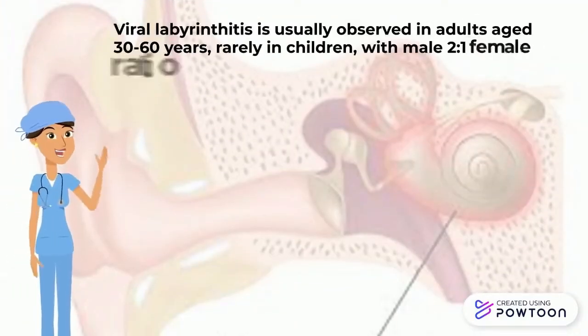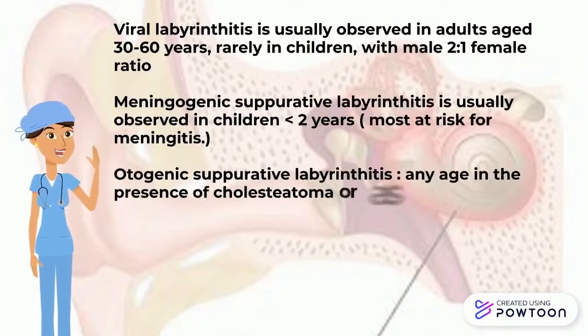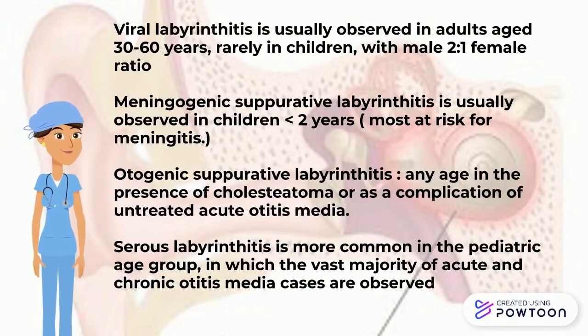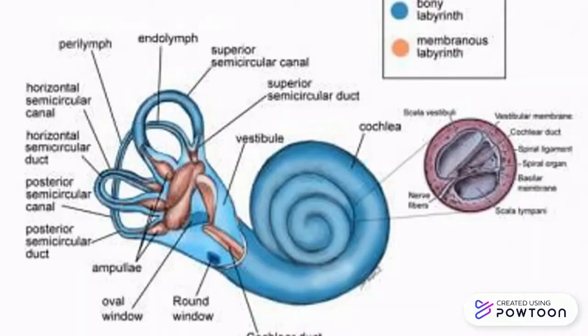So, a little bit of epidemiology. Labyrinthitis can be found in adults aged 30 to 60 years old, children below 2 years old, and also following diseases such as otitis media. This picture shows the inner ear. Acute labyrinthitis occurs at the part colored in orange.